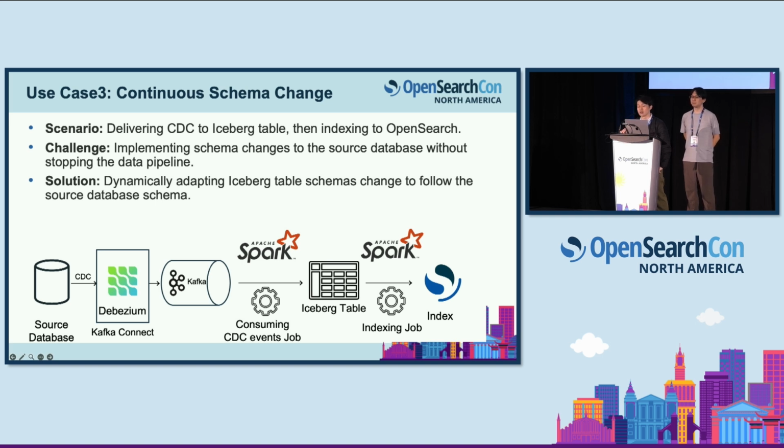So in this demo, using Debezium to connect the database CDC to Kafka, the same as the previous one, and then using Spark Structured Streaming to ingest data into the Iceberg table, with the option enabled to dynamically adjust the Iceberg schema to match the CDC records. And finally, retrieve only the changes of the data from the Iceberg table and ingest them to OpenSearch.